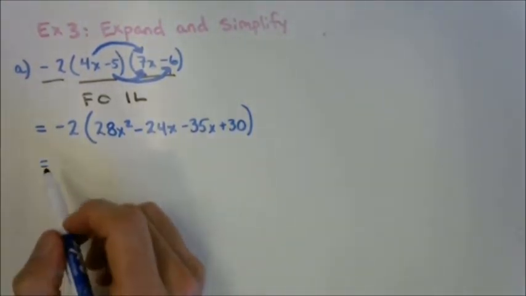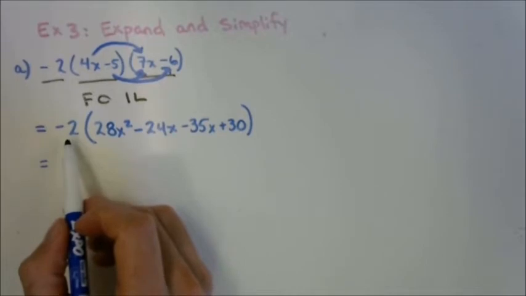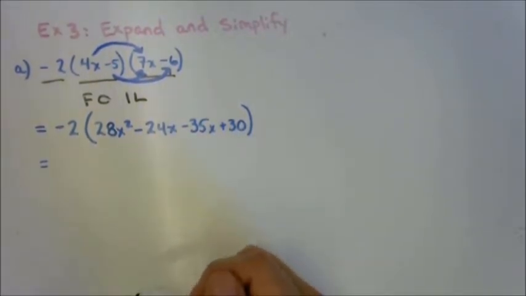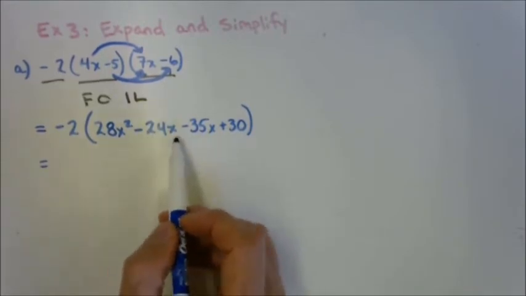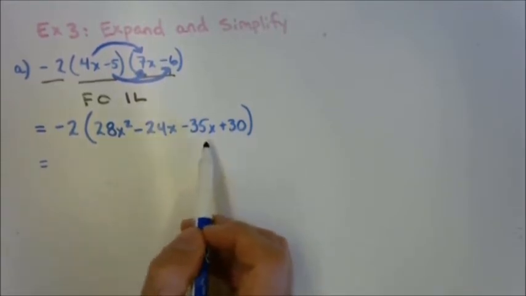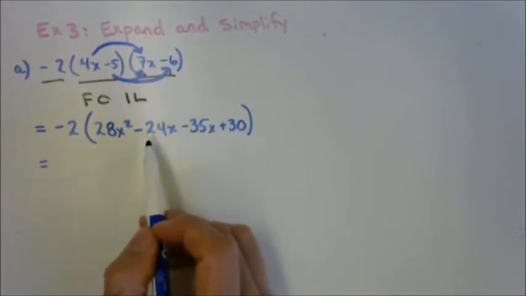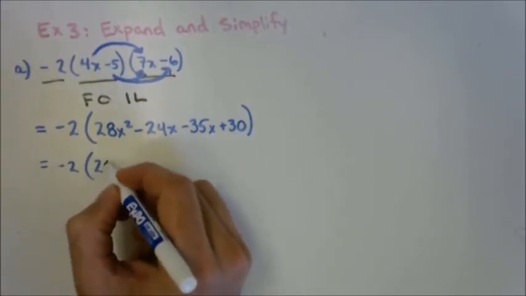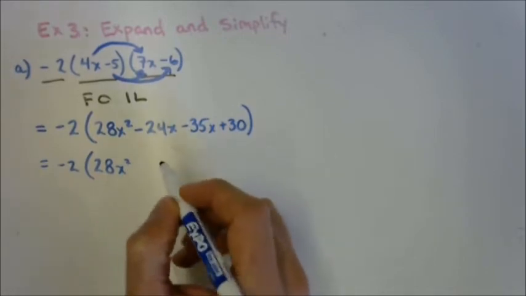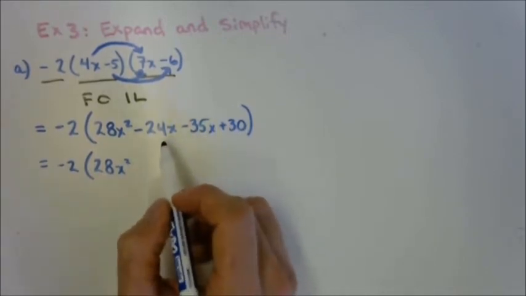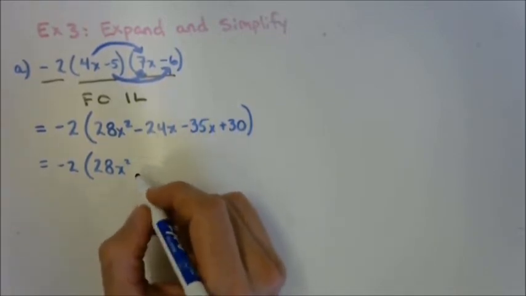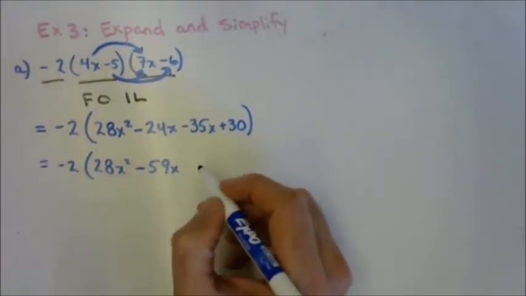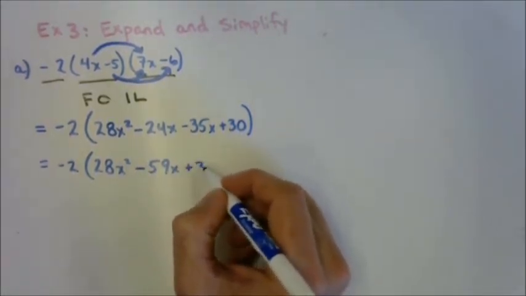Good. Now there's 2 ways you can do this part. You can either multiply the -2 by every term inside the brackets and then group like terms, or you can group like terms right away. I see we have 2 terms named with an x variable, so I'm going to leave my -2 out here. Inside the bracket I reduce to 28x squared. Then I have to group my x terms: -24 minus 35 is -59x's, and plus 30.